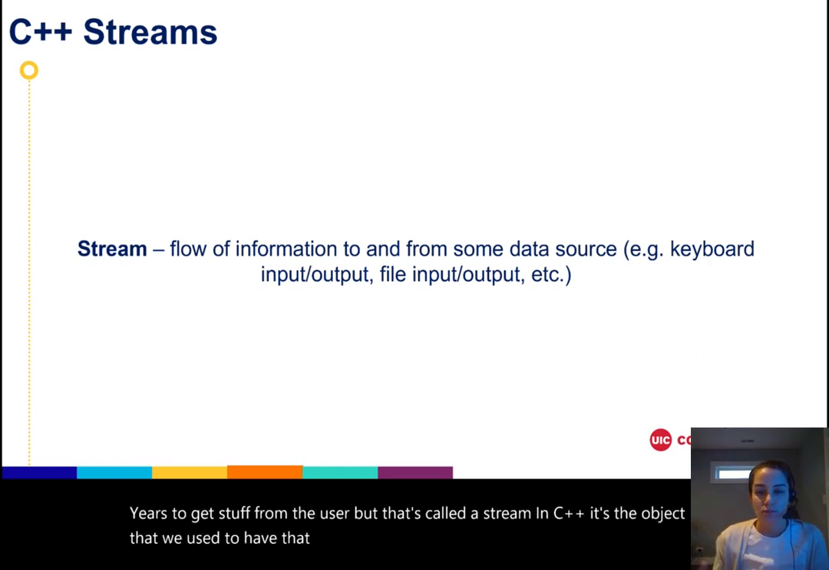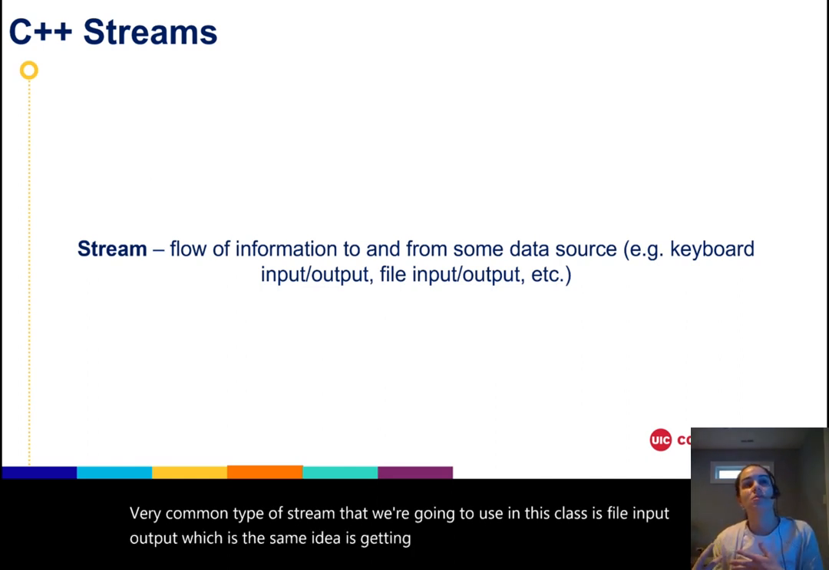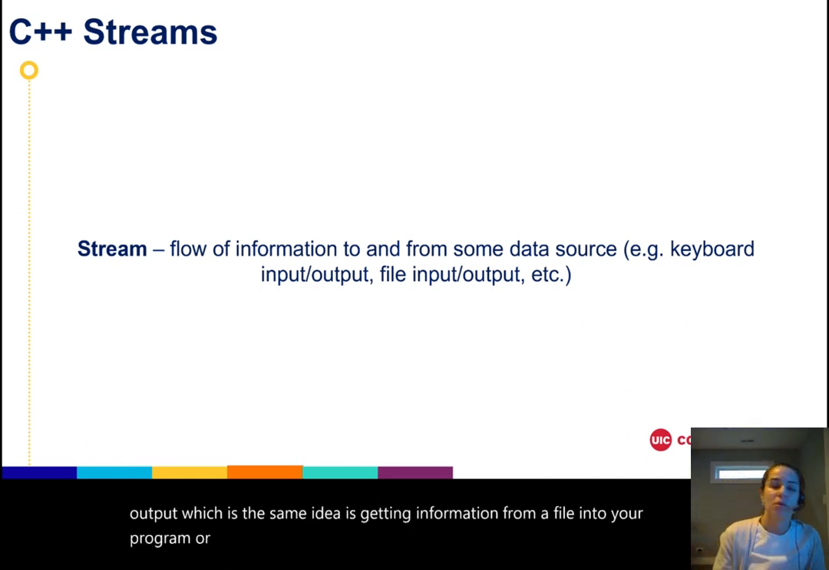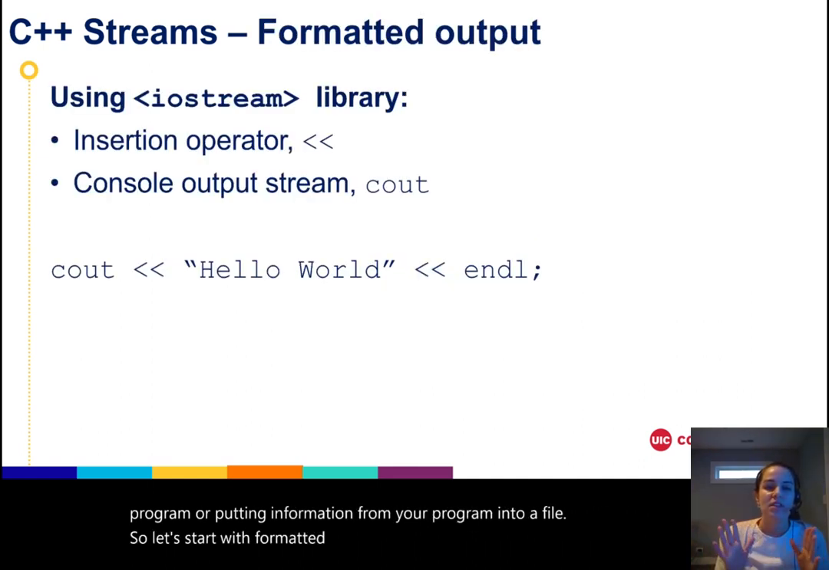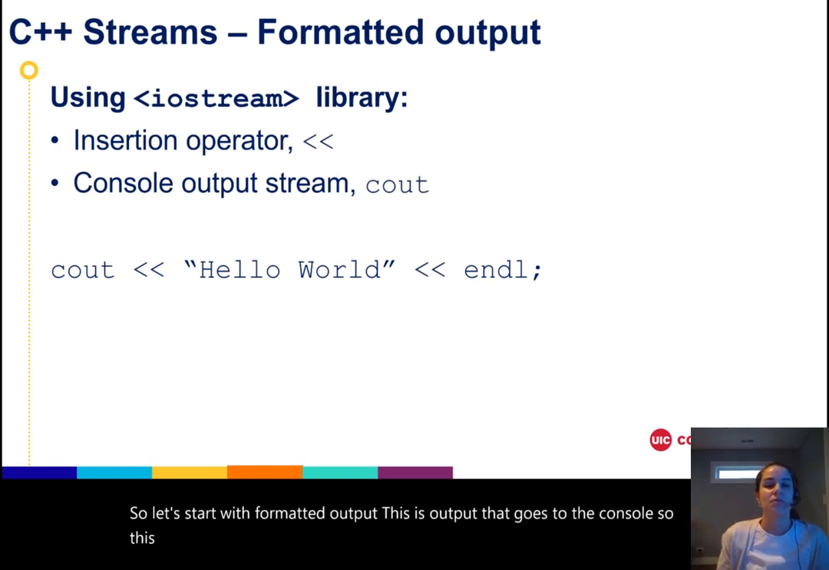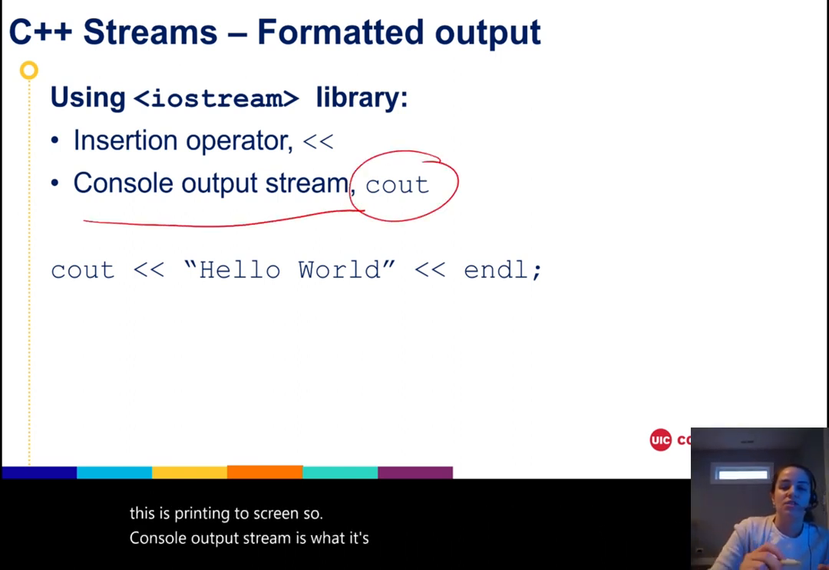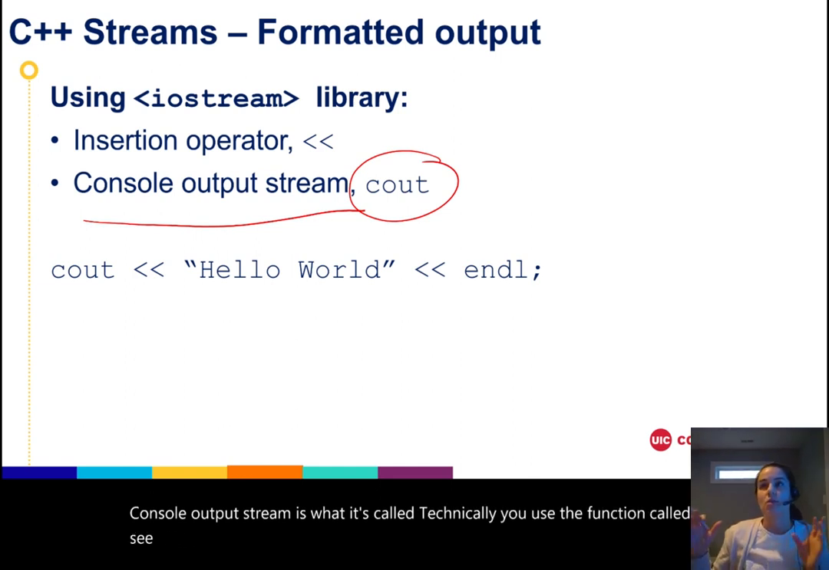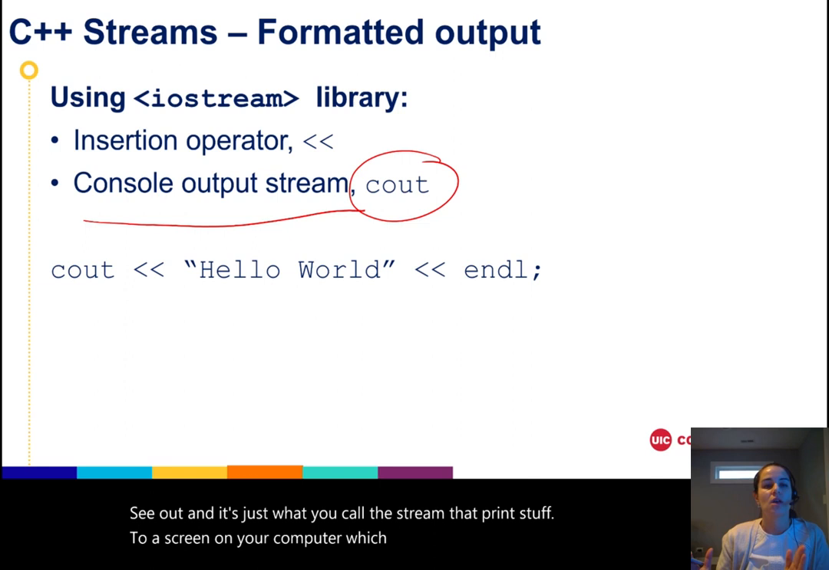And then the other very common type of stream that we're going to use in this class is file input output, which is the same idea as getting information from a file into your program or putting information from your program into a file. So let's start with formatted output. This is output that goes to the console, so this is printing to screen. Console output stream is what it's called technically. You use cout, which is the stream that prints stuff to the screen on your computer, which is called the console.